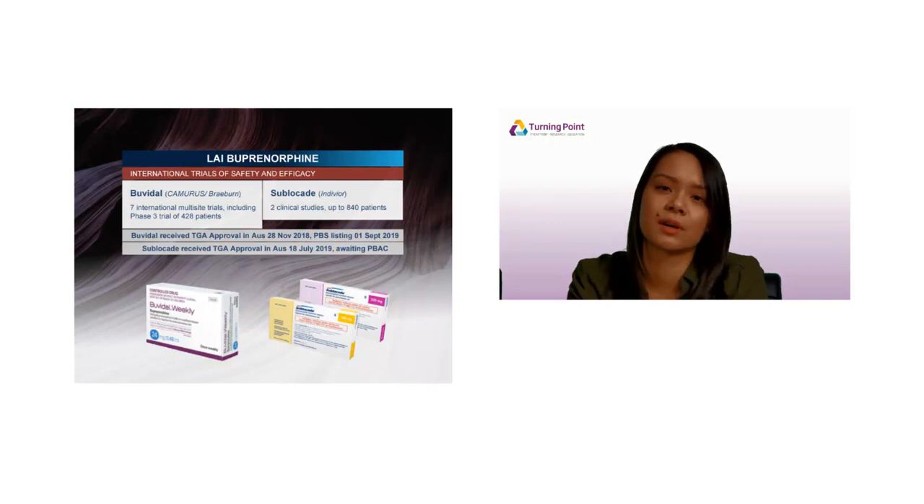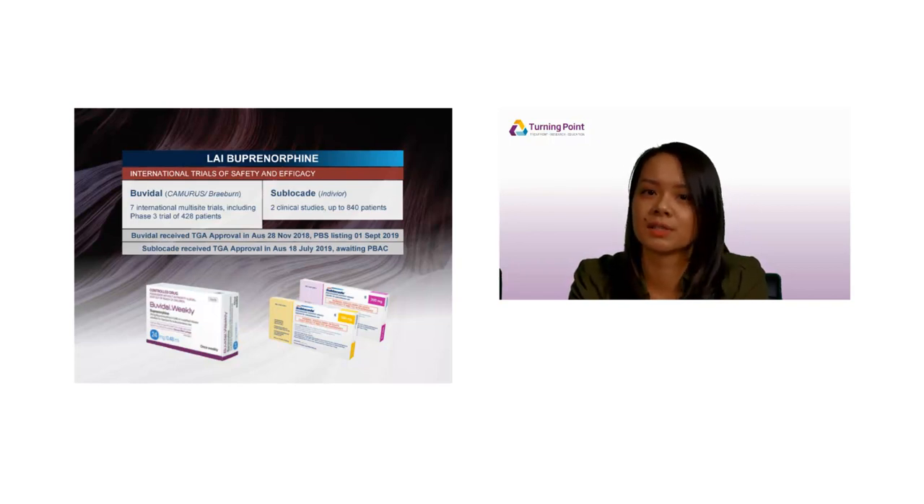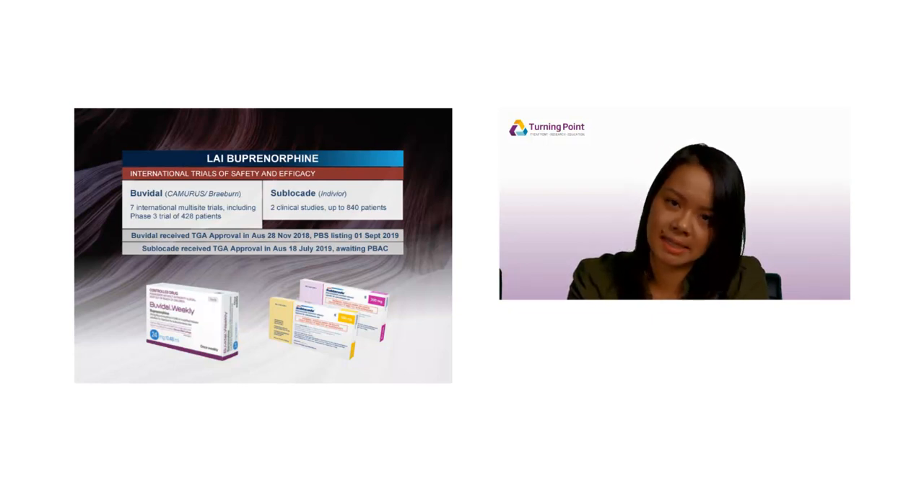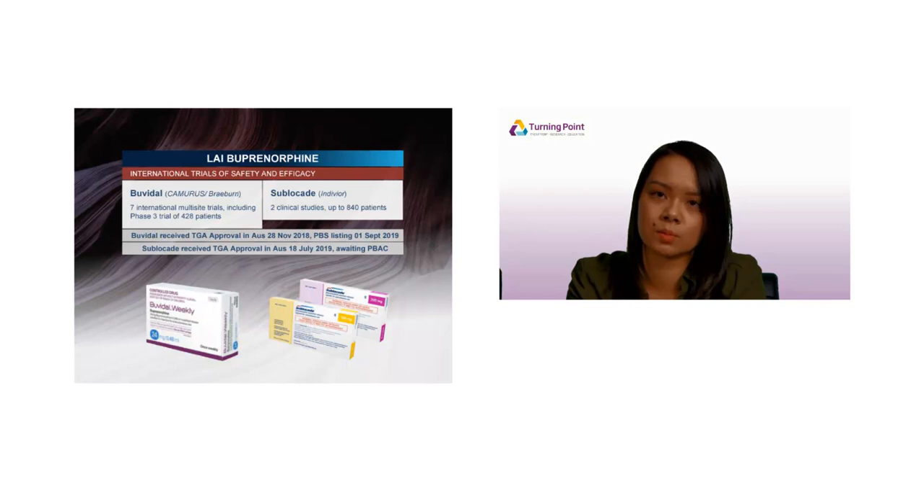Looking at the studies we have on Buvidal and Sublocade so far, there have been quite a few international trials on their safety and efficacy. For Buvidal, there have been 7 international multi-site trials published, including a phase 3 trial of more than 400 patients. For Sublocade, there have been 2 clinical studies of up to 840 patients. As I said earlier, Buvidal was approved by the Therapeutic Goods Administration in 2018, and then it was PBS listed in September last year. Sublocade has also had TGA approval as of July last year, but we're currently awaiting PBAC review for PBS listing for that, so that may still be a while to go.